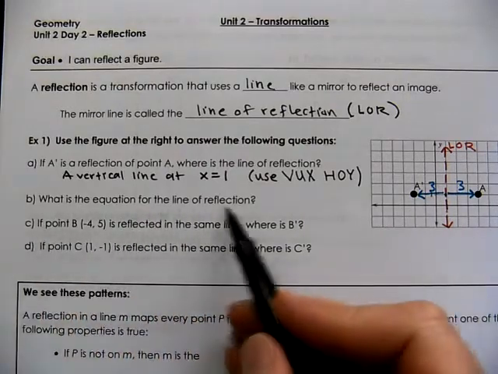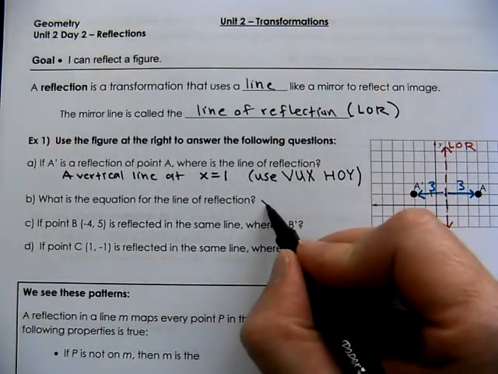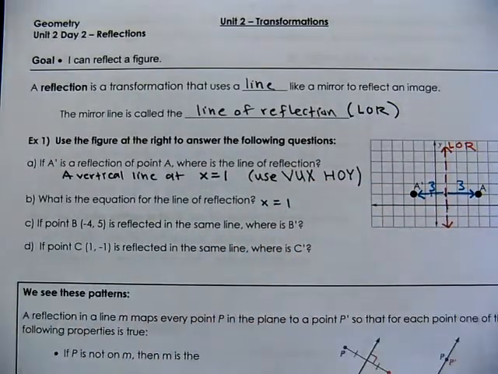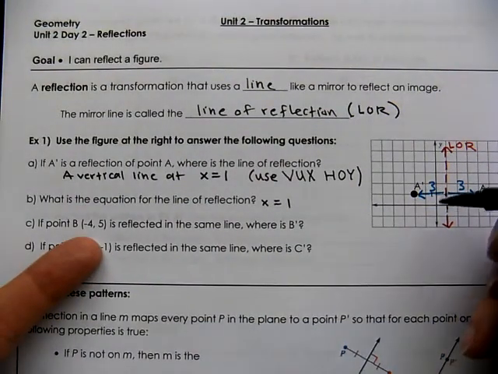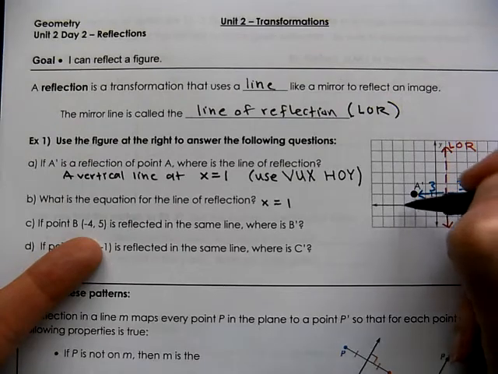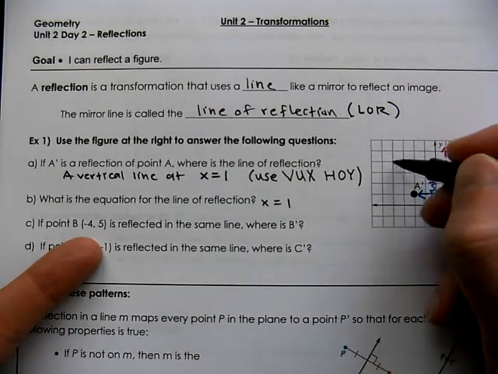Part B, what is the equation for the line? Oh, we already talked about that. I answered that question up in Part A. Part C, if point B is located at negative 4, comma 5, let me plot that point. 1, 2, 3, 4 to the left, 1, 2, 3, 4, 5 up.